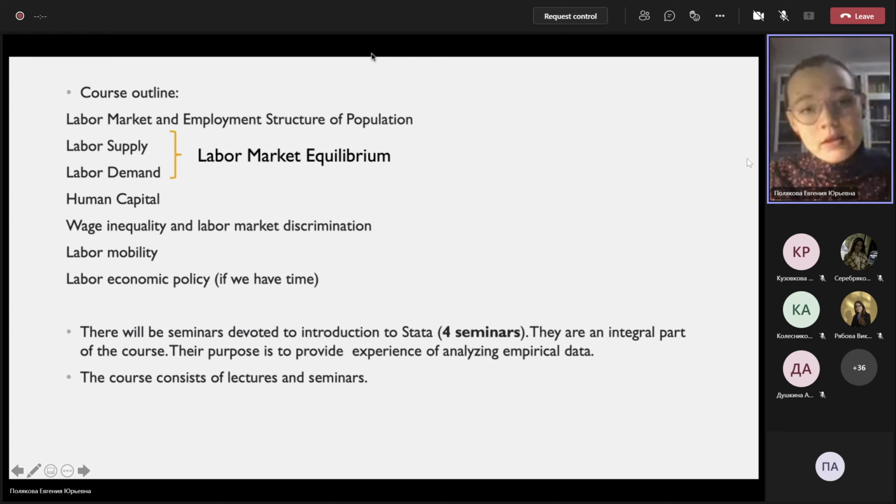Basically, the purpose of this is to provide experience of analyzing empirical data. You definitely have some econometric background from your courses, or if you are not from an economics program, you have quantitative methods or something like that, and so this is more advanced methods.